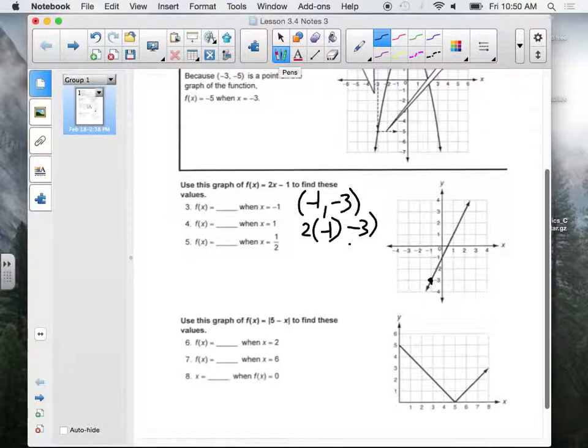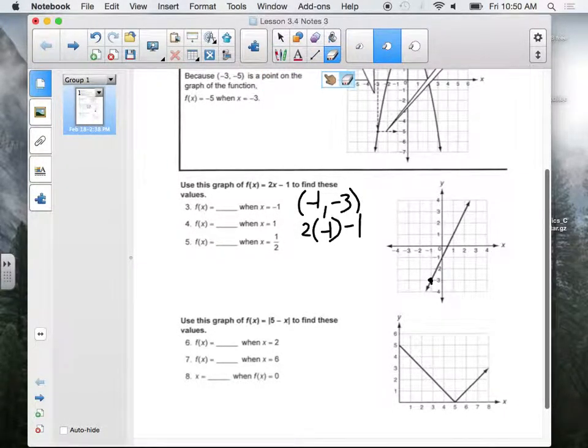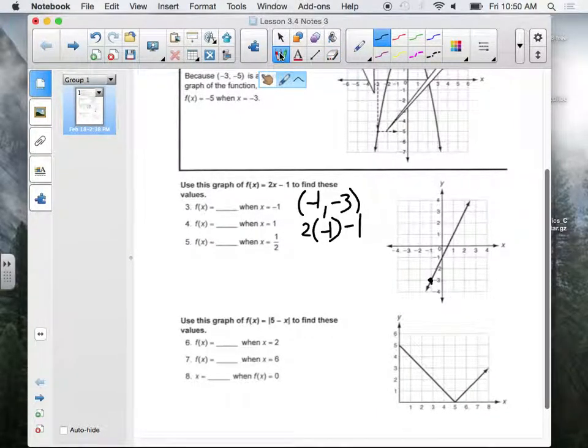Okay, -2 times -1 is -2. Just keep subtracting one. Oh yeah, what am I doing? There we go, thank you. Minus 1 instead of times before. Means times. You didn't need it. I did not need that, I messed up. Okay, so 2 times -1 is what? -2. -2, and then -1, that equals -3. So that works out, right? Okay, so let's work on number 4 and 5, when x is 1 and then when x is 1/2.